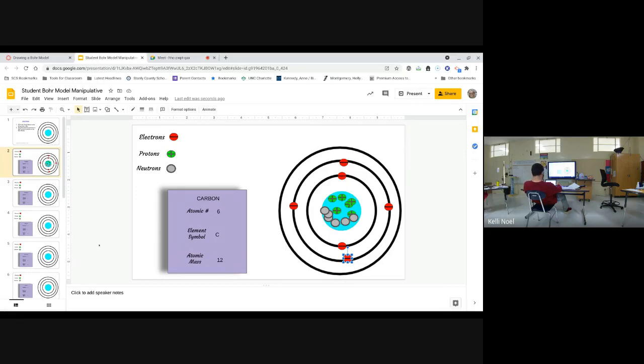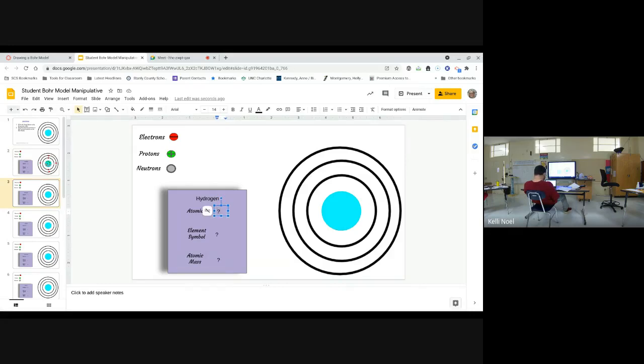So we're going to do this for several different elements. Ready? Click on the third slide over here on the left. We're going to do 1 more or maybe 2 more dragging, and then I'm going to show you a shortcut so we don't drag. So hydrogen's atomic number on the periodic table is what? 1. All right, its symbol is H.